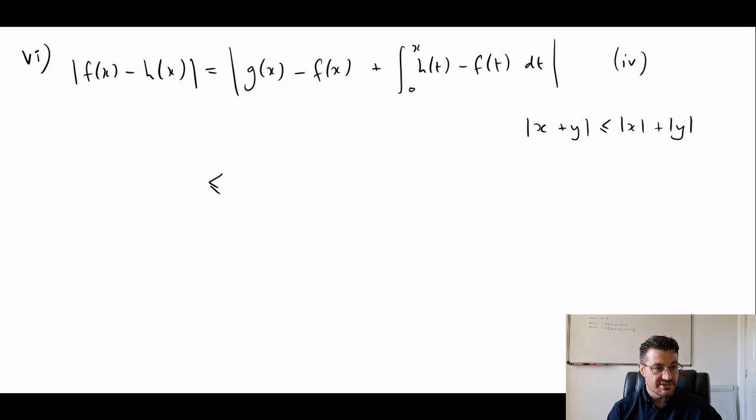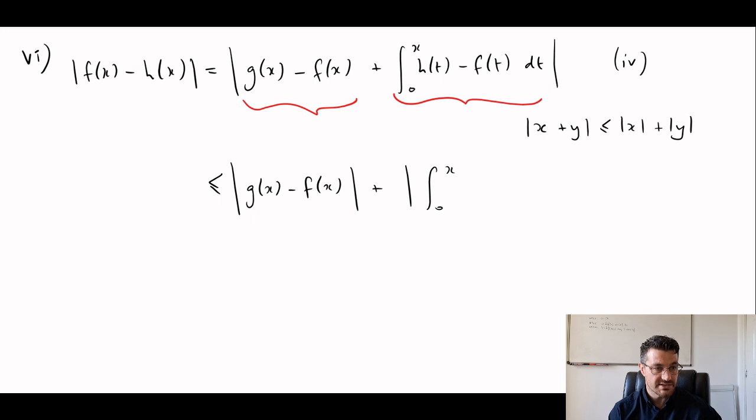So this is less than or equal to, using the triangle inequality by considering g of x minus f of x as x, and then this integral as y, the modulus of g of x minus f of x plus the integral from 0 to x of h of t minus f of t dt.